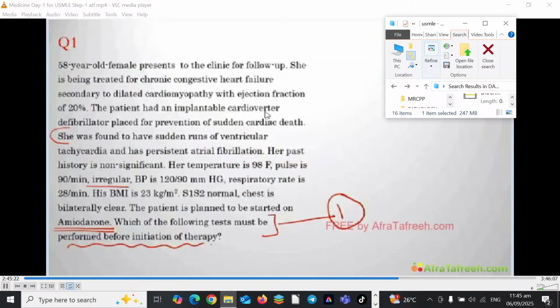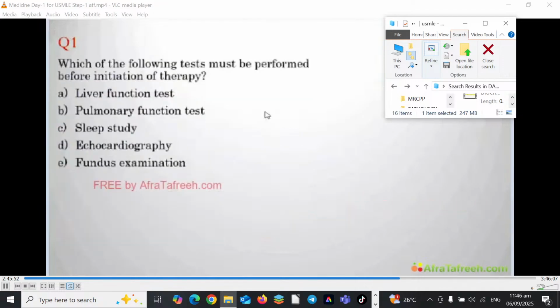Always try and think why this question is being asked. Amiodarone is one of the most commonly used antiarrhythmic drugs, and it is associated with a wide range of complications. So as it has a wide range of complications, it needs to be sorted out. You need to be very sure that you are not going to worsen your patient because of this drug. As I saw some of you are very enthusiastic in answering, I would give you the options now: liver function test, pulmonary function test, sleep study, echocardiography, and fundus examination.